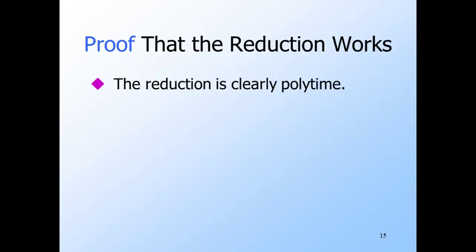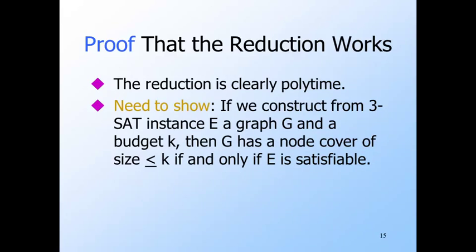For each variable x, we look at the list of nodes for literals x and not x. We generate edges for all pairs, 1 from each list. The total number of edges generated is no more than quadratic in the length of the input, and the edges can be generated in constant time each. We also need to show the reduction is correct, of course. That is, if we construct graph G and budget k from the 3-SAT expression E, then G has a node cover of size k or less if and only if E is satisfiable.